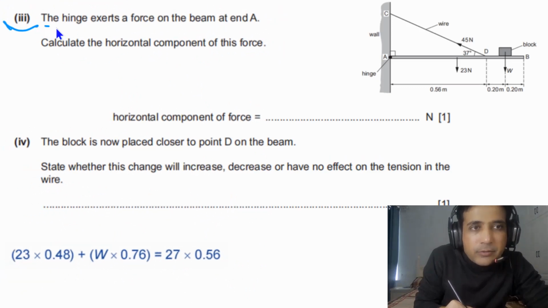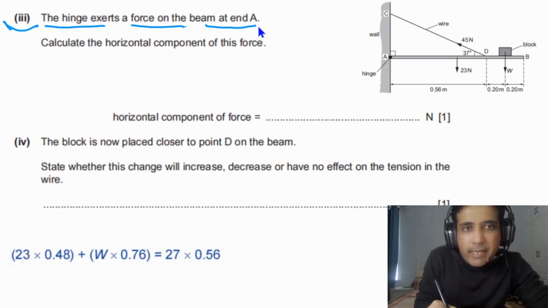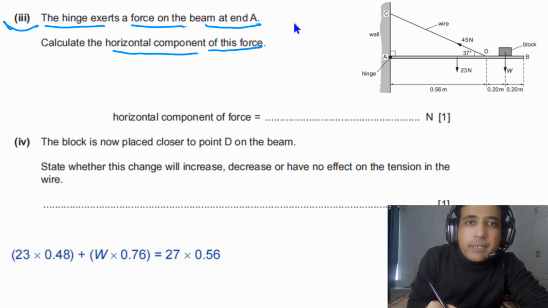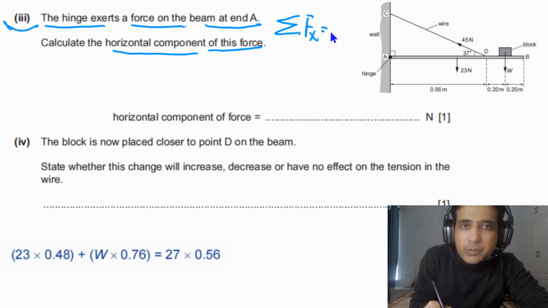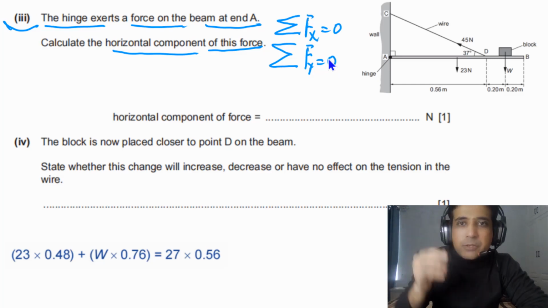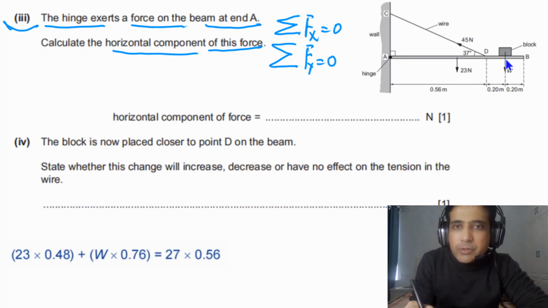For the third part, it is given to us the hinge exerts a force on the beam at end A. Calculate the horizontal component of this force. So first of all, we need to understand, as this beam is in equilibrium, it simply means that the sum of the forces along horizontal has to be equal to 0, and the sum of the forces along the y-axis also has to be equal to 0. So now simply we'll need to look at the horizontal component of the forces. In this case, this force has no horizontal component. This force has no horizontal component. Only the force due to the wire, this one has a horizontal component. And the direction of the horizontal component is to the left.